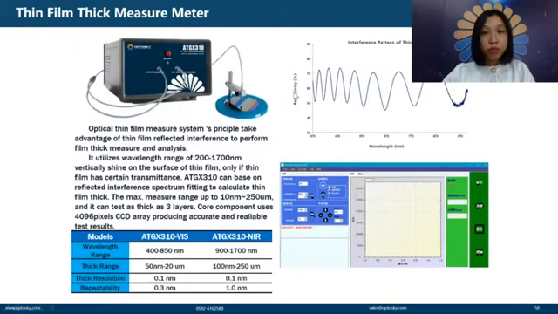We also use this principle for thin film measurement. We can generate the reflectance to measure the thin film. This is our software, and this is our model numbers.